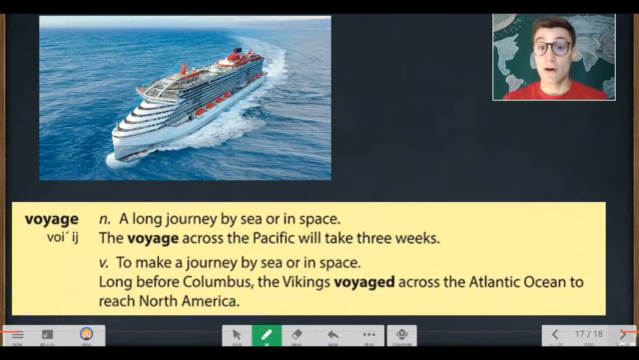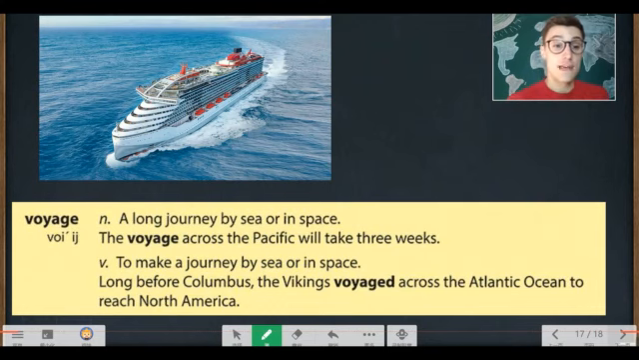Have you ever been on a voyage? Was it cool to go to space? I'm joking. I've never been on a voyage on a boat nor in space. But if I could choose to go on a voyage, I would want to go to space, definitely. I don't like boats. The voyage across the Pacific will take 3 weeks.